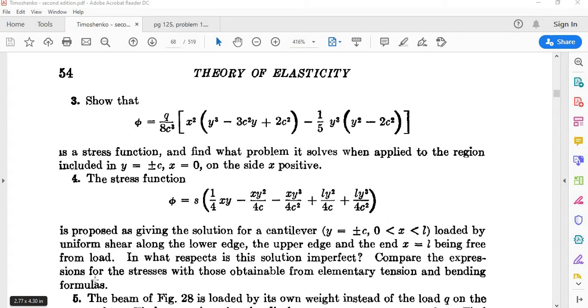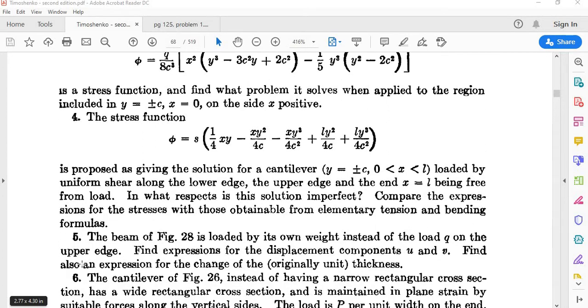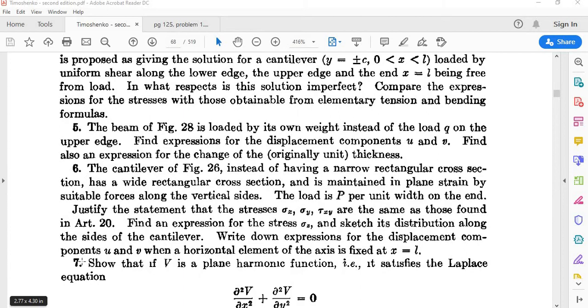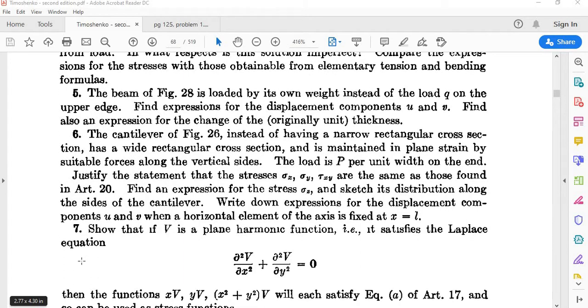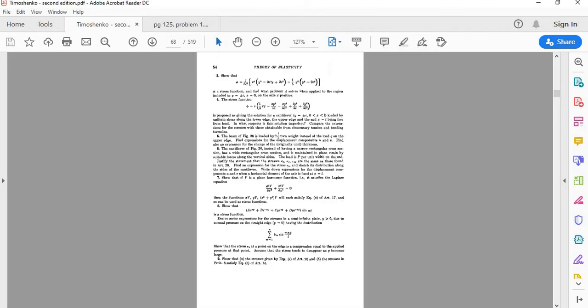So last lecture we had completed problem 4 on page 54. The remaining problems in this particular chapter are strictly out of syllabus, so I won't be discussing them. So let's move on to the next topic.